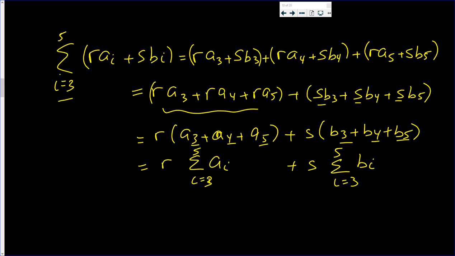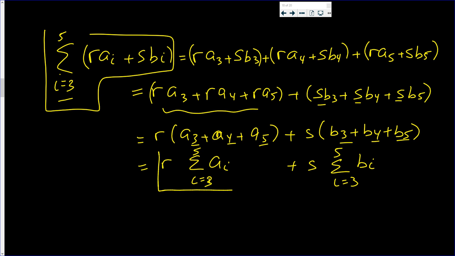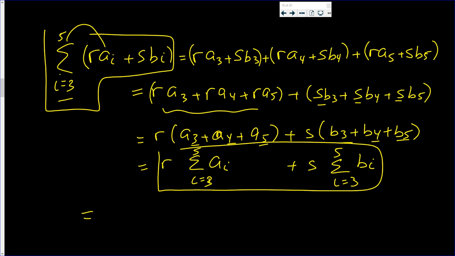The big deal is that this becomes this. That is, we can take the summation of the first one, but that r can come out in front. That's what we kind of showed a few problems ago, plus the summation of that. And since s has nothing to do with i, we can factor out the s.